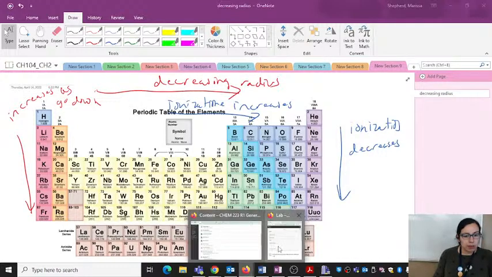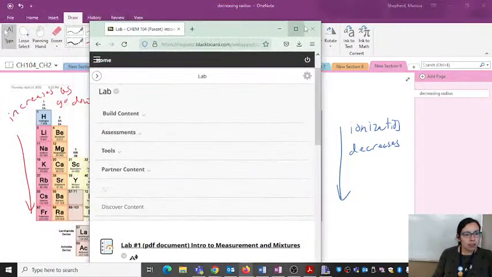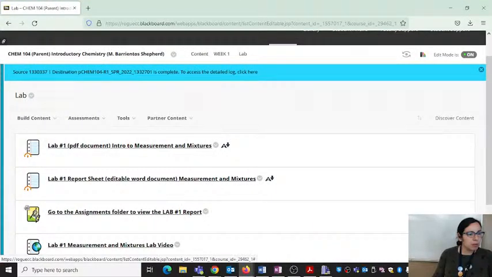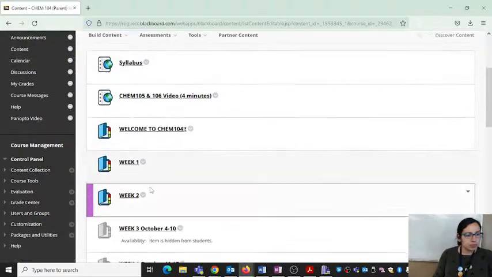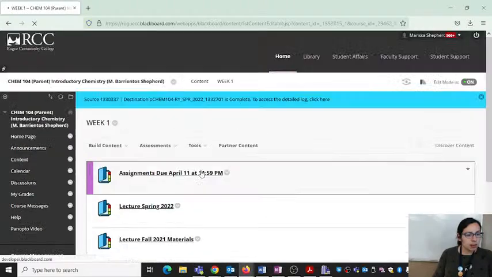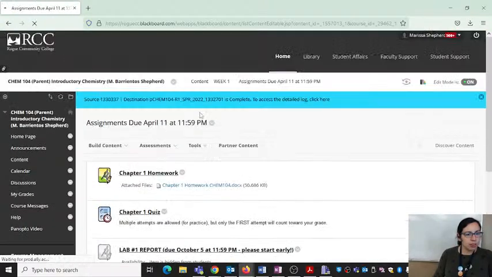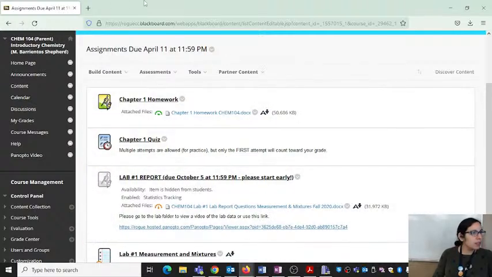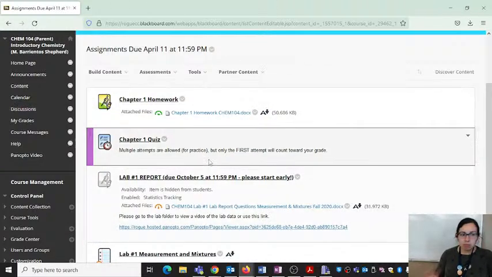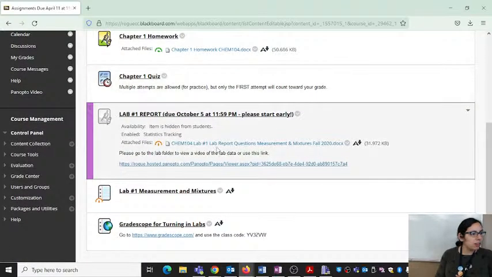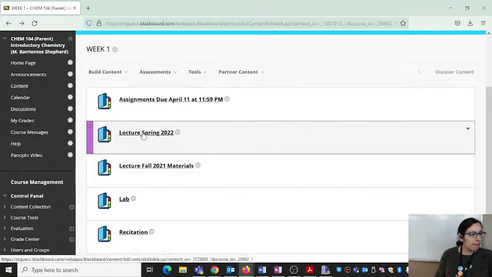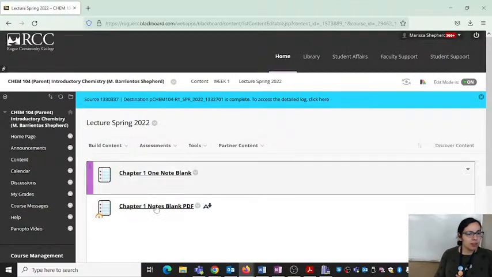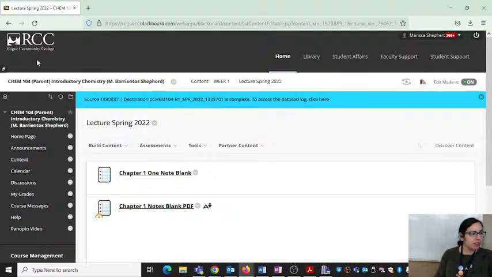Sorry, I lost my window. There it is. So everything is just posted in Blackboard. So content, week by week. So week 1, the assignments that were due this past Monday are here. And it's fine if you're behind, I accept late work, all good. And then I also post my notes here for lectures.